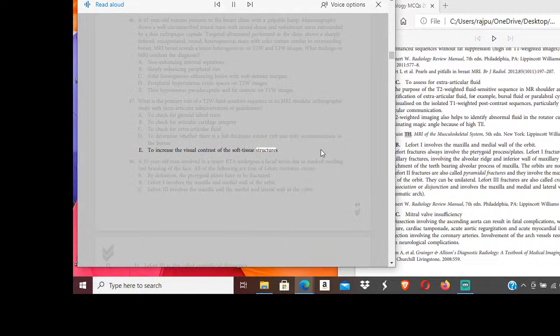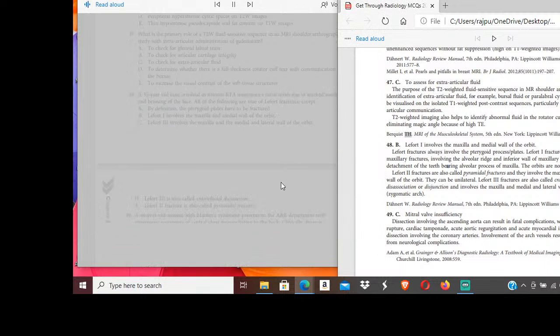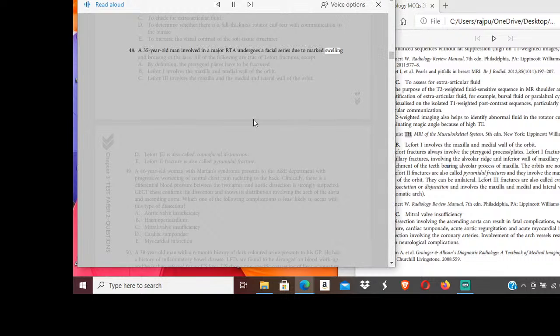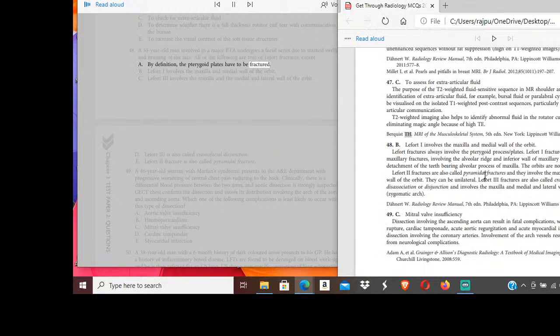Structures. 48. A 35-year-old man involved in a major RTA undergoes a facial series due to marked swelling and bruising of the face. All of the following are true of Lefort fractures except: A. By definition, the pterygoid plates have to be fractured. B. Lefort I involves the maxilla and medial wall of the orbit. C. Lefort 3 involves the maxilla and the medial and lateral wall of the orbit.